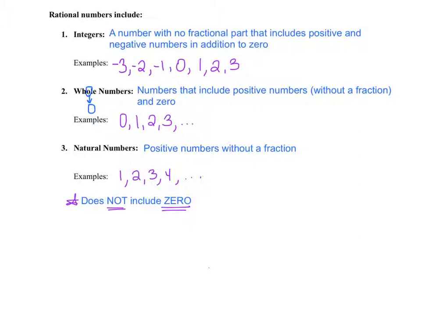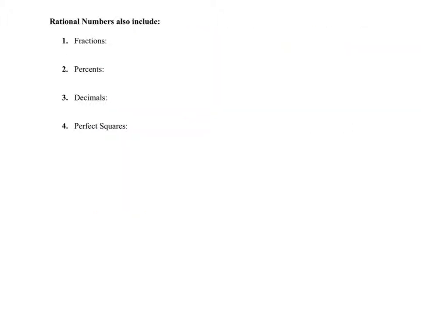Let's discuss more examples of rational numbers. They also include fractions. For example, 1/2 is a fraction, 3/4 is a fraction, and a negative fraction like -2/5 or -7/10. These are all examples of rational numbers. Rational numbers also include percents. For example, 50% is a rational number.